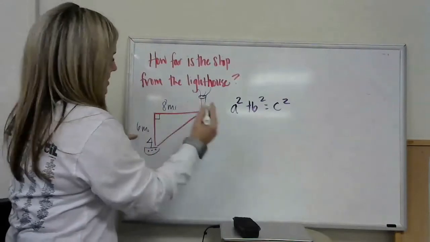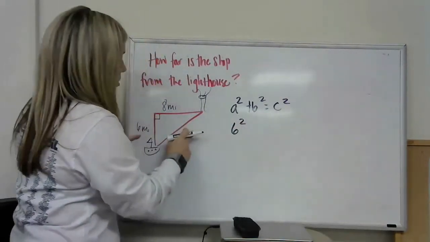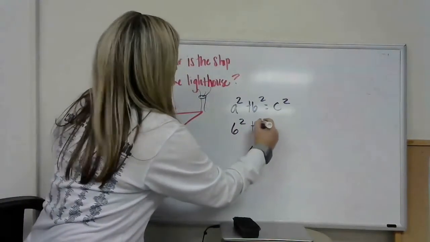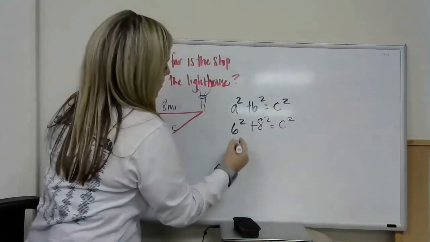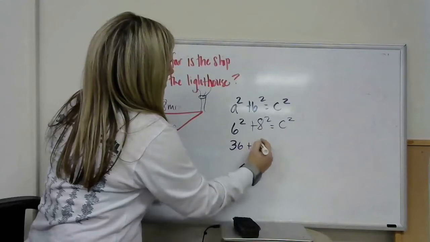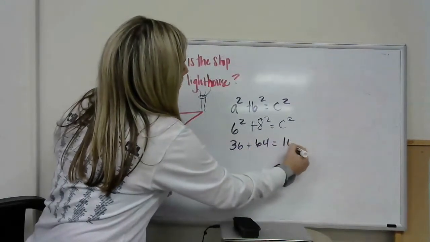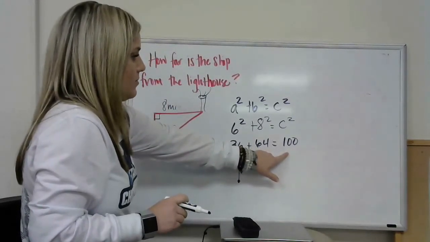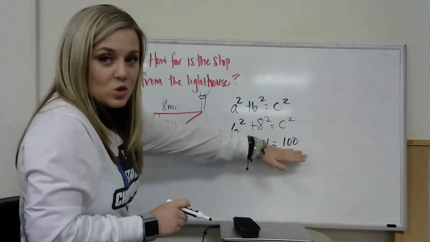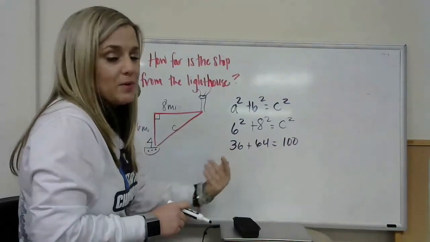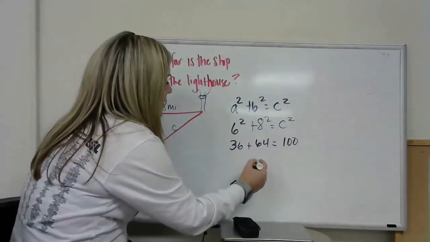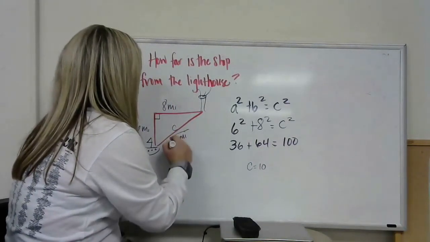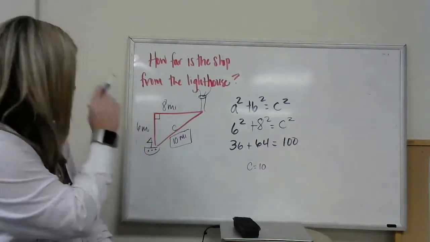So we'll say this is 6, and you always know that the hypotenuse is c. So 6 squared plus 8 squared equals c squared. 6 squared is 36, 8 squared is 64, and 36 plus 64 is 100. It's in squared form, so we have to do the opposite, the square root. The square root of 100 is 10, so c equals 10. So it is 10 miles from the ship to the lighthouse.